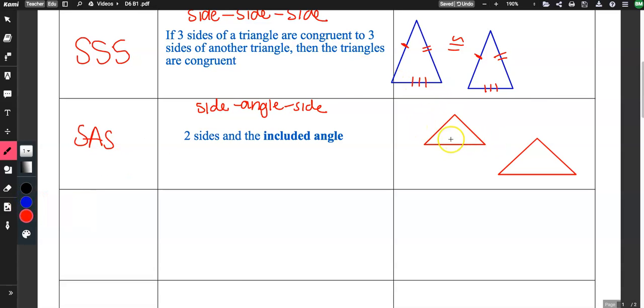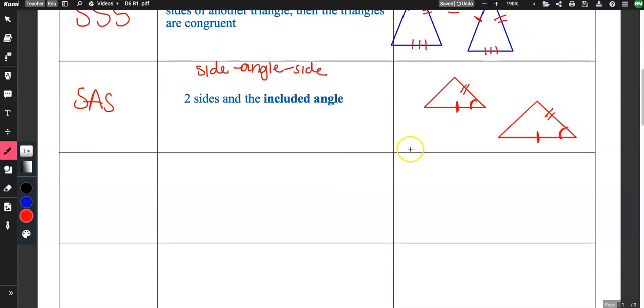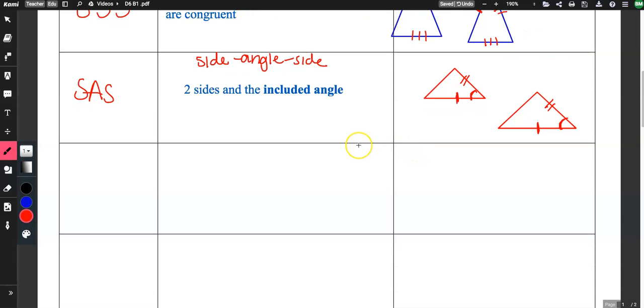So if these 2 triangles are congruent by side, angle, side, we might have this side here congruent. The angle has to be in between and then the other side. Okay, so notice the angle is kind of in between the 2 sides. It's not like it's this angle over here. All right, so where things are is really, really important.